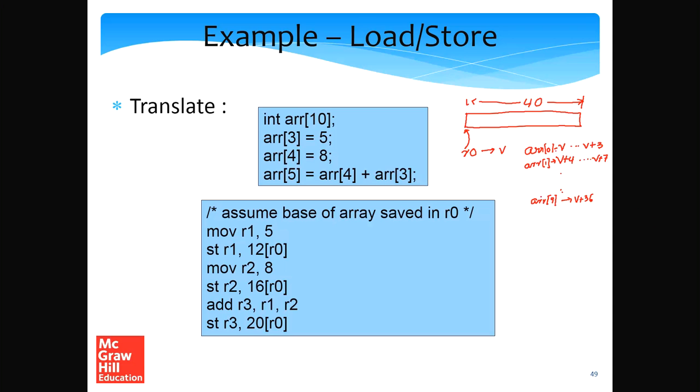So given this simple program, which I'm sure most of you would have learned in your basic C, C++ or Java programming class, let's try to implement this small program in assembly language. We have an array of 10 integers, where we assume the base of the array is saved in register R0. We set the element at index 3 to 5, the element at index 4 to 8, and we set R5 equal to R4 plus R3.